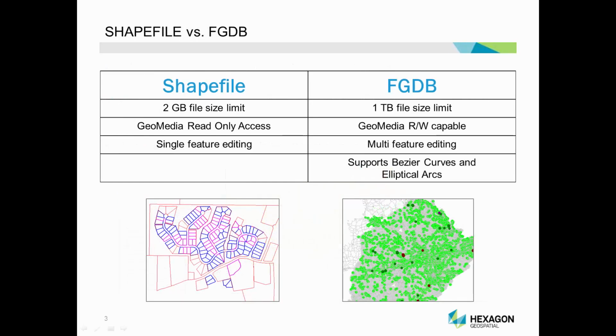In this slide, we can see the difference between the two data types. Shapefiles have an inherent size limitation of 2 GB. FGDB has a much larger size capability, up to 1 TB, making it better for today's larger datasets. With the release of GeoMedia 2014, FGDB is also supported as a read-write connection within GeoMedia, making editing and updating data quick and easy. FGDB also supports multiple feature editing and supports a full range of geometries.